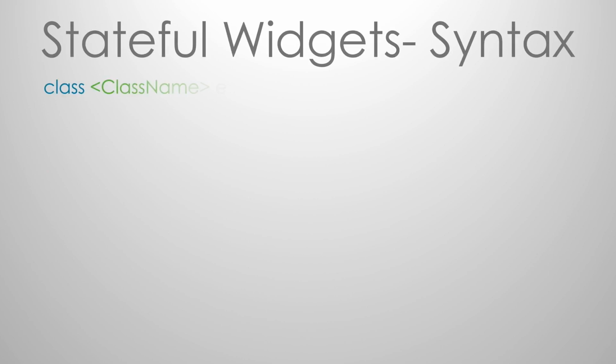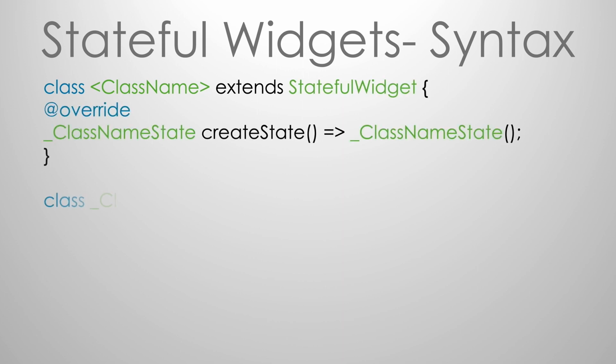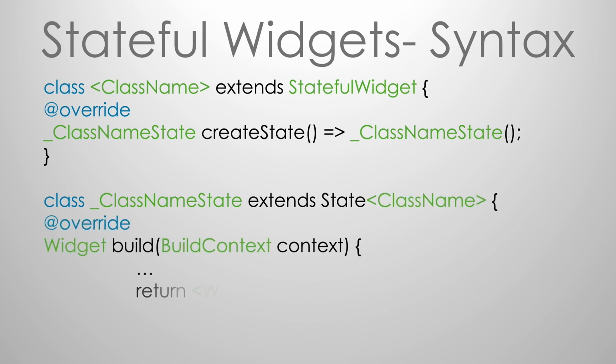Class name extends StatefulWidget, and we need to override the createState method. So the syntax will be @override, ClassNameState createState fat arrow ClassNameState. Next we need to define the ClassNameState. For that the syntax will be ClassNameState extends State of ClassName, and the ClassNameState has to override the build method, which will be similar to the build method present in stateless widgets.